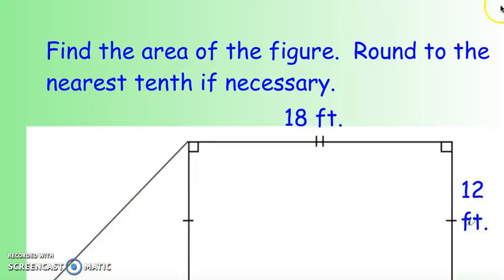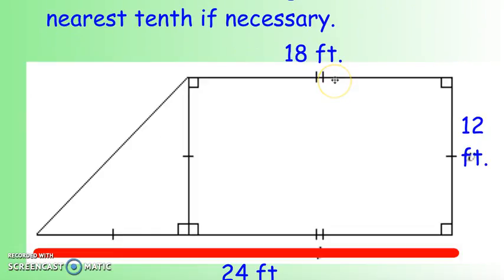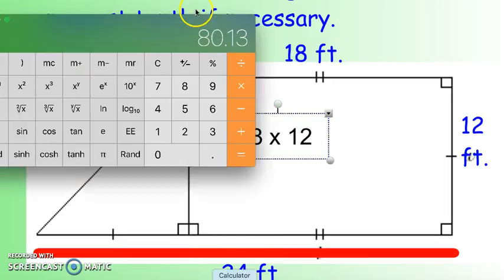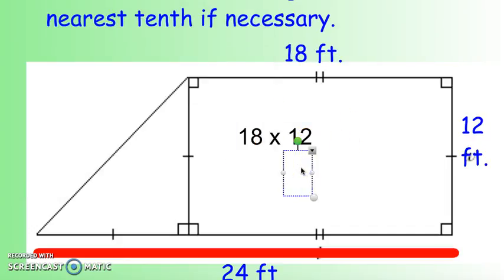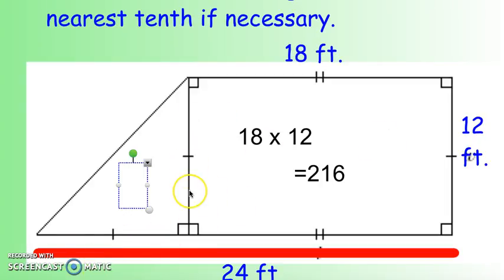Nice job. How about this one? In this case, this is already separated for us into two figures, this composite figure. We have a rectangle and we have a triangle put together. So let's do the rectangle first, because that seems to be the quickest one. We can take 18 times 12, and 18 times 12 is 216. Okay, now let's do the triangle. Remember it's base times height. Well, we don't know either one actually because there's no numbers next to this triangle, so we need to figure them out.